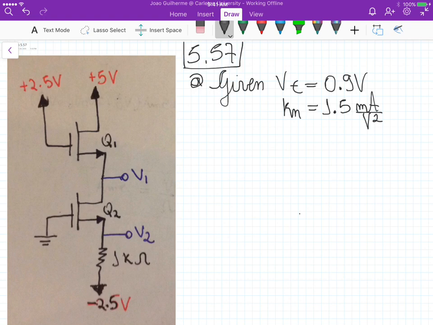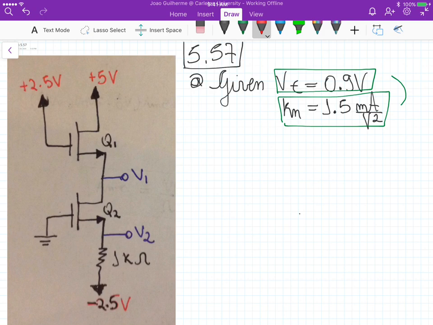Okay, this is problem 5.57, and in this problem we're given the threshold voltage Vt of 0.9 volts and the device transconductance of 1.5 milliamperes per volt squared. And these parameters are common to both MOSFETs that we have in this circuit. Now, if we look at this circuit, there's some information that we can get from it.